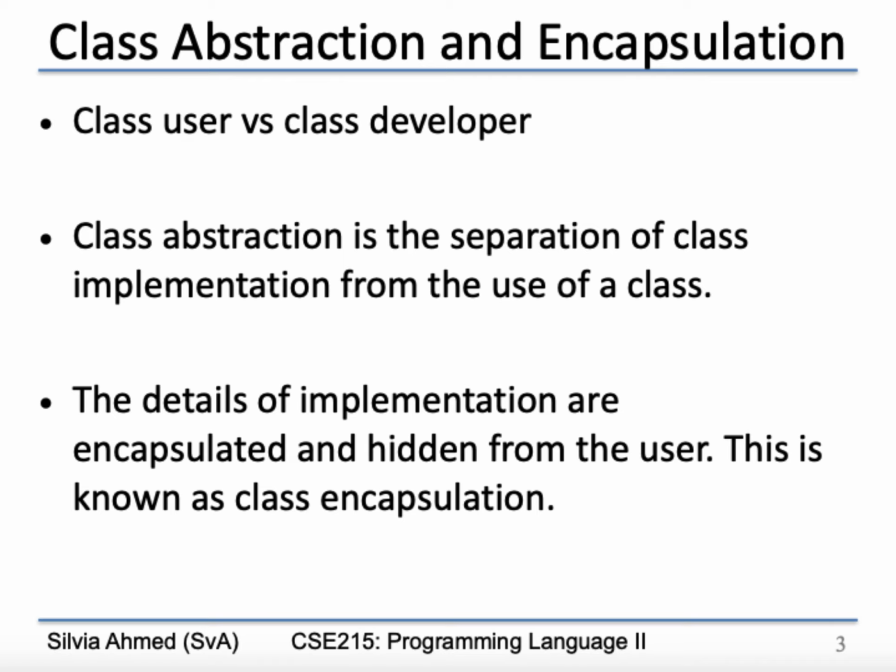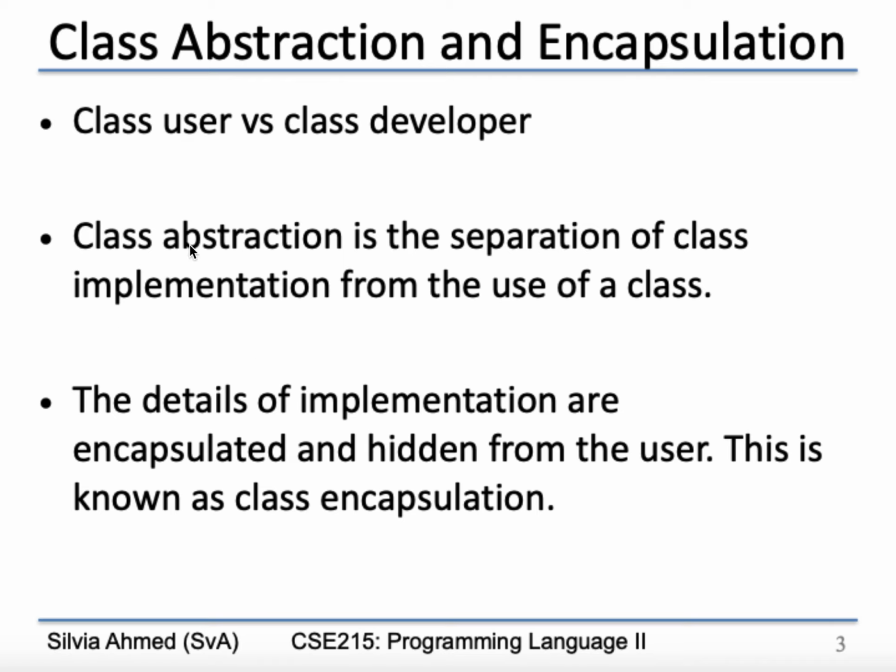So a programmer has two roles. When the programmer writes his or her own class, he or she is known as a class developer, and when he or she uses someone else's class in his or her own program, he or she is simply a class user. So the important concept here is called class abstraction and encapsulation.